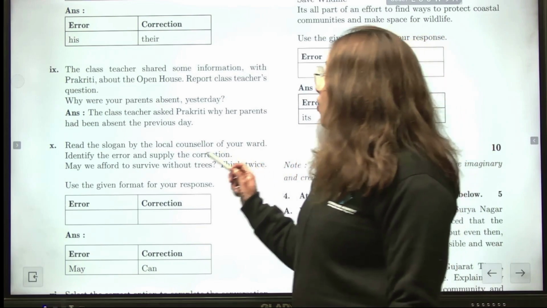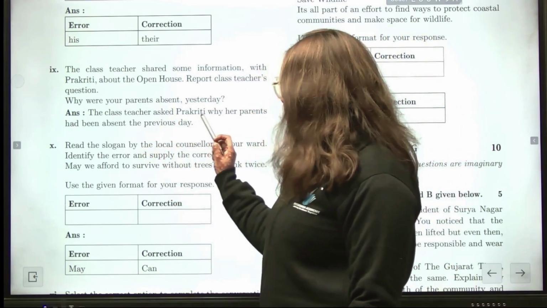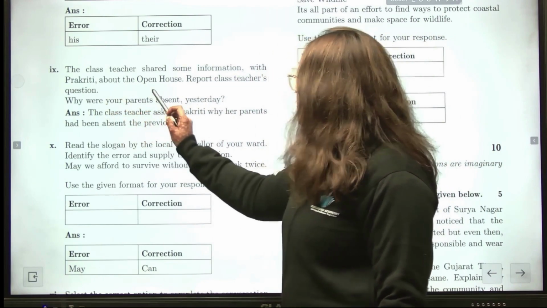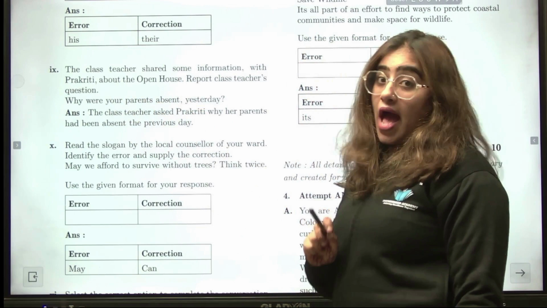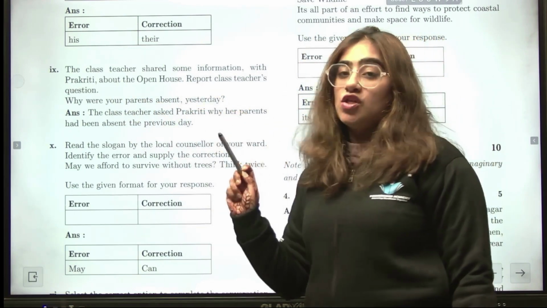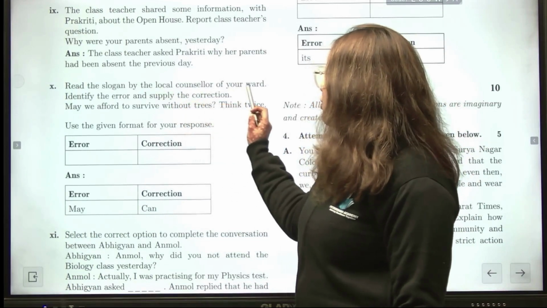Then the class teacher shared some information with Prakriti about the open house report. Class teacher's question: Why were your parents absent yesterday? The class teacher asked Prakriti why her parents had been. Word किसमें change हो जाएगा? Had been absent yesterday. किसमें change हो जाएगा? The previous day.